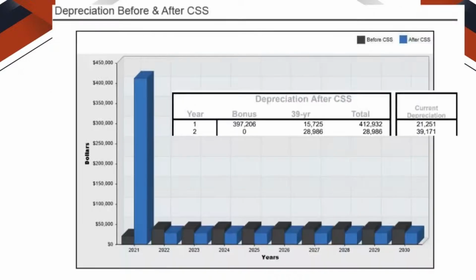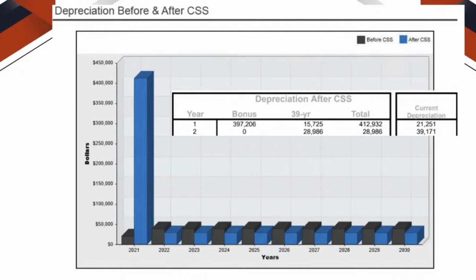Okay, so let's look in detail really quick about this. If you look here, this is what the depreciation looks like. And in the black there would be what's considered straight line. So that would be dividing it. This was, again, a fast food, so it'd be by 39 years.